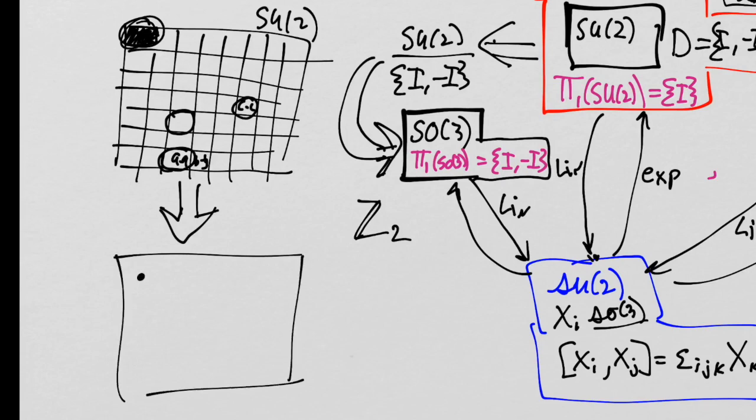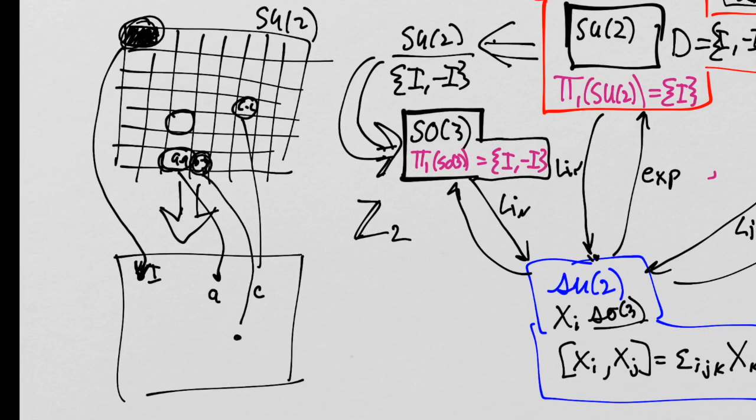And this element, the identity element of the new group, will come from the actual normal subgroup. But each coset will become a new element, and I could just call that element A, right? Or I could call this element C, and this element here would correspond to an element B. So each coset is in one-to-one correspondence with elements of this new group.